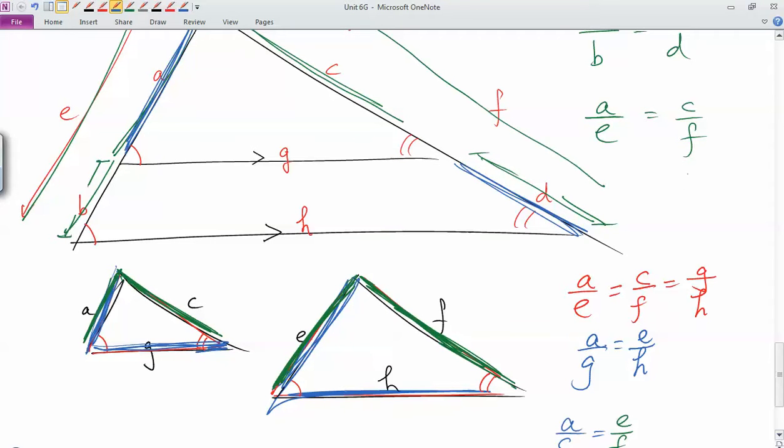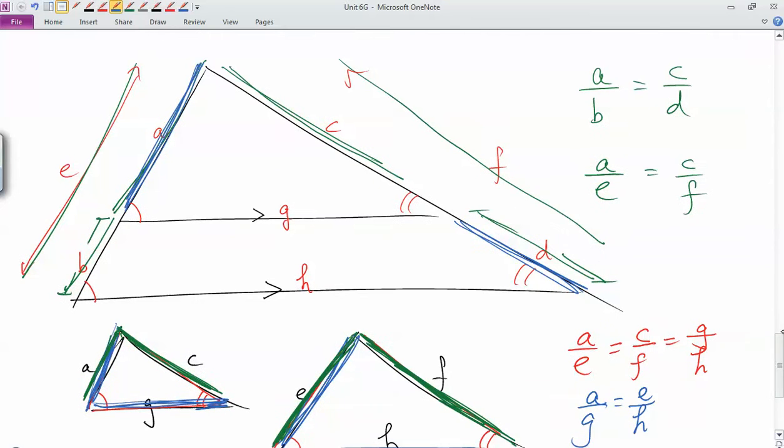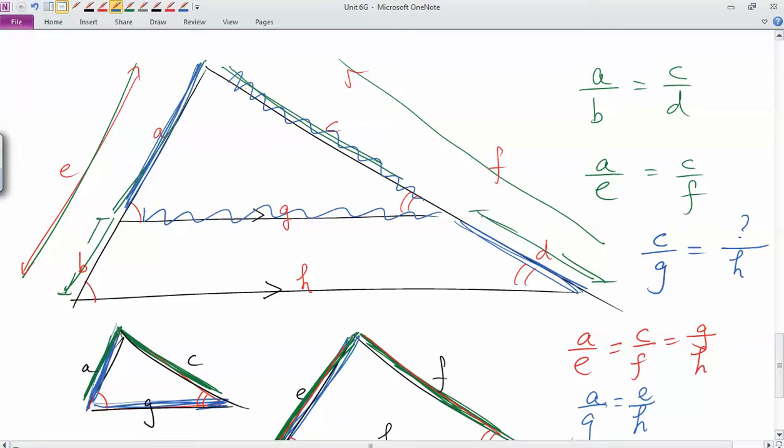One that students make a mistake on all the time would be something like, what if I said, if C goes with G a certain way, so C goes with G equals blank over H. So if I say C goes with G, a lot of students guess, well, D goes with H. But that's not actually right.